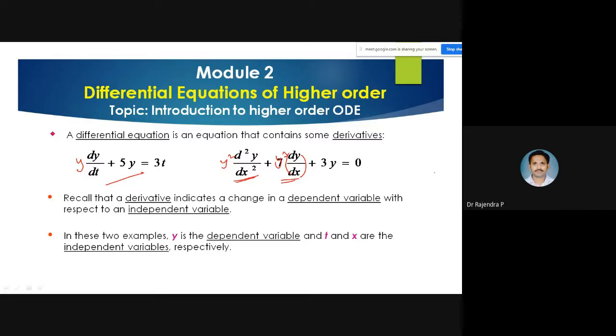If you want to call the given ordinary differential equations linear differential equations, what are the conditions? What is the first one? The dependent variable and its derivatives should occur only in the first degree. Here, dependent variable means y and its derivatives.